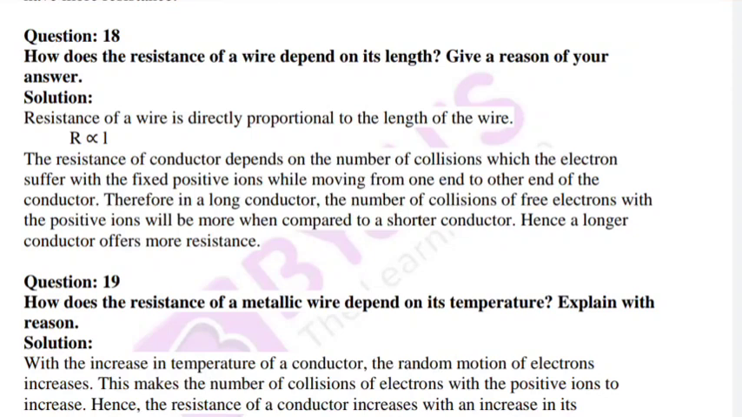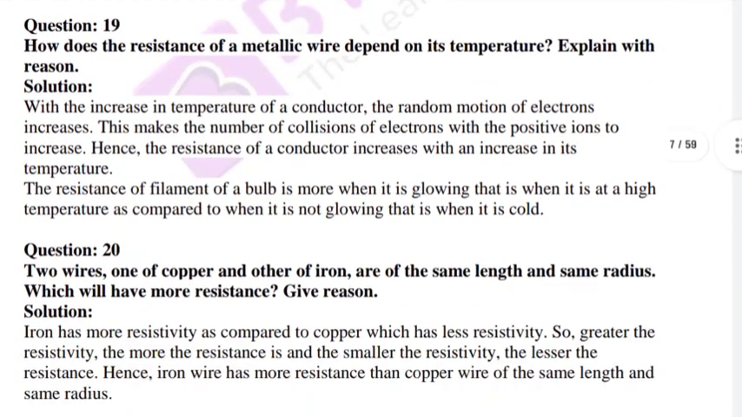Now, question number 19. How does the resistance of a metallic wire depend on its temperature? Explain with reason. With the increase in temperature of a conductor, the random motion of electrons increases. This makes the number of collisions of electrons with the positive ions increase. Hence, the resistance of a conductor increases with the increase in its temperature. The resistance of the filament of a bulb is more when it is glowing, at a higher temperature, as compared to when it is not glowing.